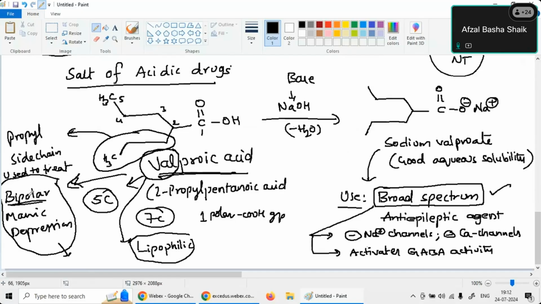We are calling dipole a polar molecule. It has a positive pole and a negative pole. Similarly, mania and depression are the two extreme poles of the behavior of a human being, right? That is why it is called bipolar manic depression. I hope the point is clear, right?